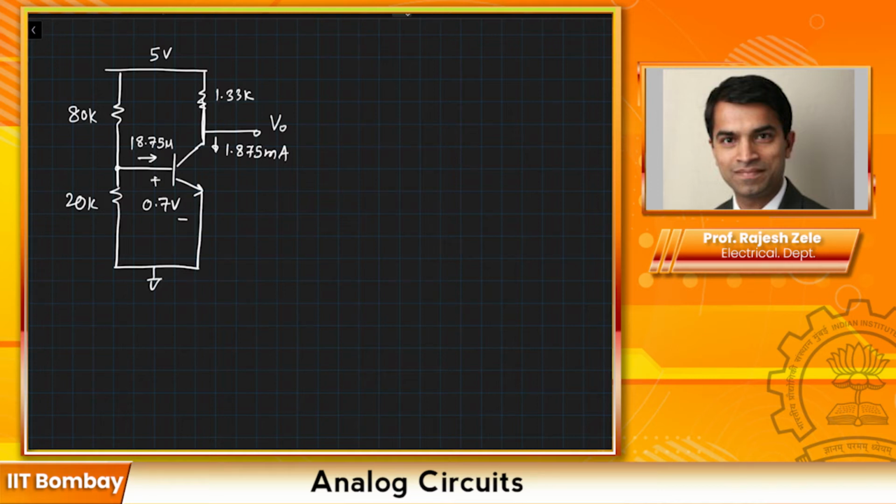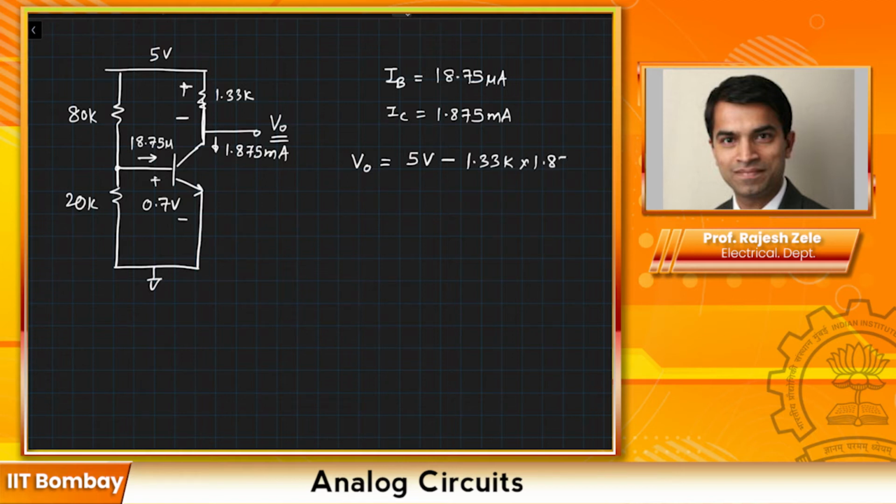As I said again, IB is equal to 18.75 microamps and IC is equal to 1.875 milliamps. What is the value of output V0 DC voltage? You can quickly tell that the DC value at V0 output is 5 volts minus the IR drop across this particular resistor, which is given by 1.33K multiplied by 1.875 milli. If you do this calculation, it will come out to be exactly 2.5 volts.